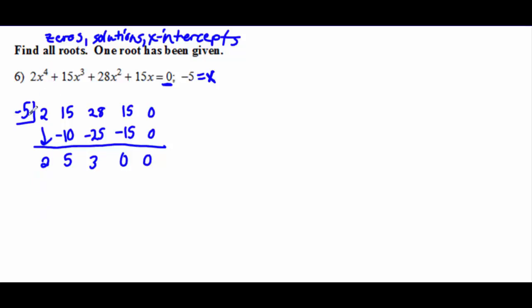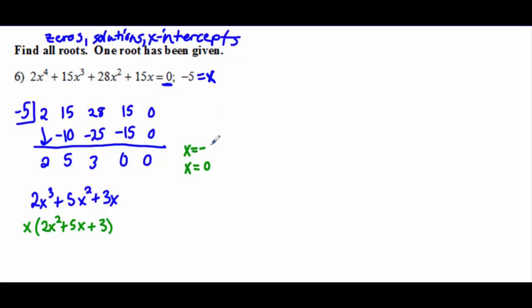So since this started off as x to the 4th, we're going to have 2x cubed plus 5x squared plus 3x. And so what we want to do is factor this so that we can set our parts equal to 0 and solve. Well, all of these have an x in common, so let me take out the x and get 2x squared plus 5x plus 3. And so that x being taken out means that x equals 0 is an answer. So we know x equals -5 is an answer because they told us. We know x equals 0 is an answer. We also know that since this started off as x to the 4th, there should be 4 answers.